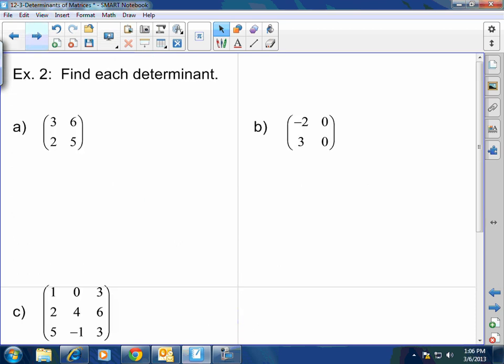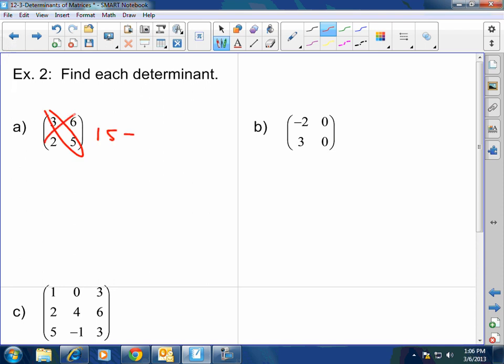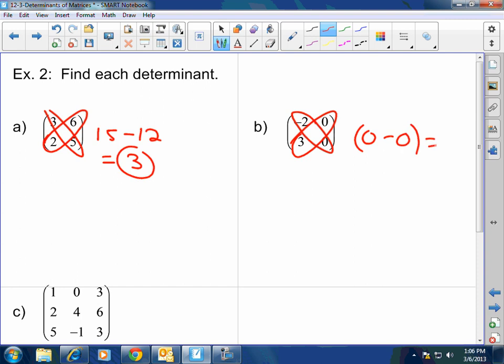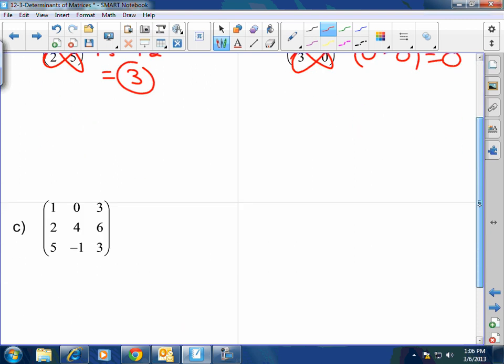Find each determinant. Let's see. I got 15 minus 12. Bam. It's 3. Done. That's 0 minus 0. So that's 0. Done.